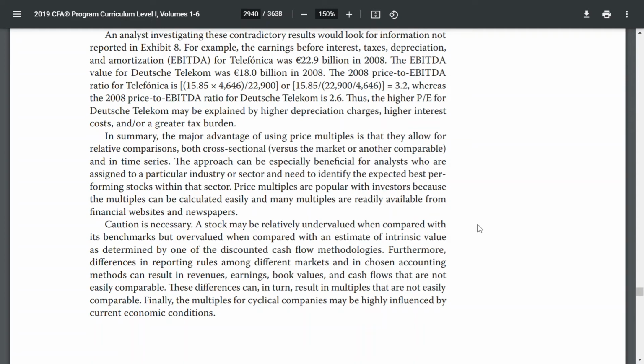A stock may be relatively undervalued when compared with its benchmark, but overvalued when compared with an estimate of intrinsic value as determined by one of the discounted cash flow methodologies. Furthermore, differences in reporting rules among different markets and in choosing accounting methods can result in revenues, earnings, book values, and cash flows that are not easily comparable. These differences can in turn result in multiples that are not easily comparable. Finally, the multiples of cyclical companies may be highly influenced by current economic conditions.